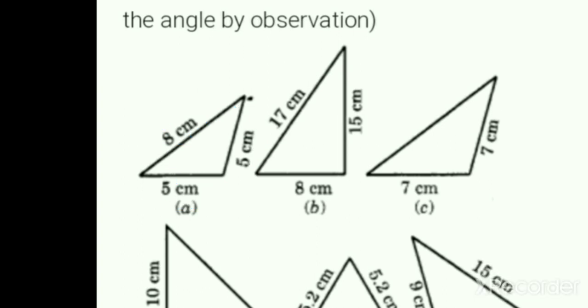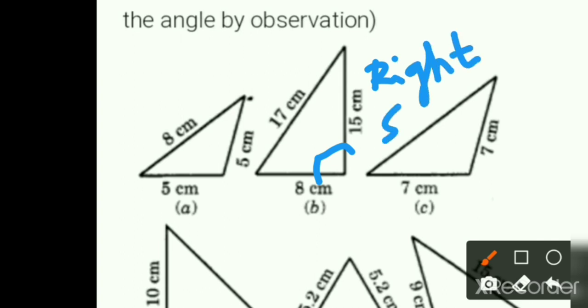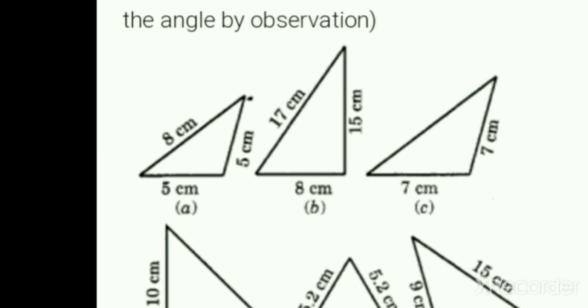Now B question. All three sides are different: 17, 15 and 8. Okay, so we can tell it is a scalene triangle. Based on the sides it is scalene. And what about the angles? When you look at the angles, one angle is 90 degrees. So if one angle is 90 degrees, then we call it right angled. Okay, so it is right angled and scalene. Okay, now C subdivision.